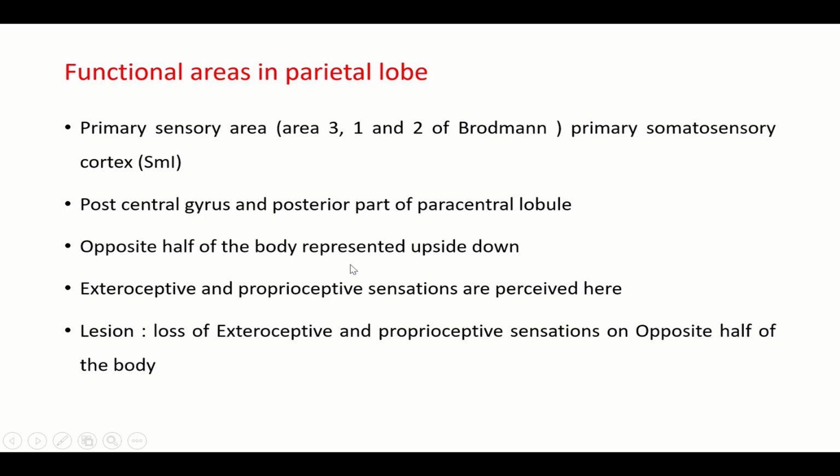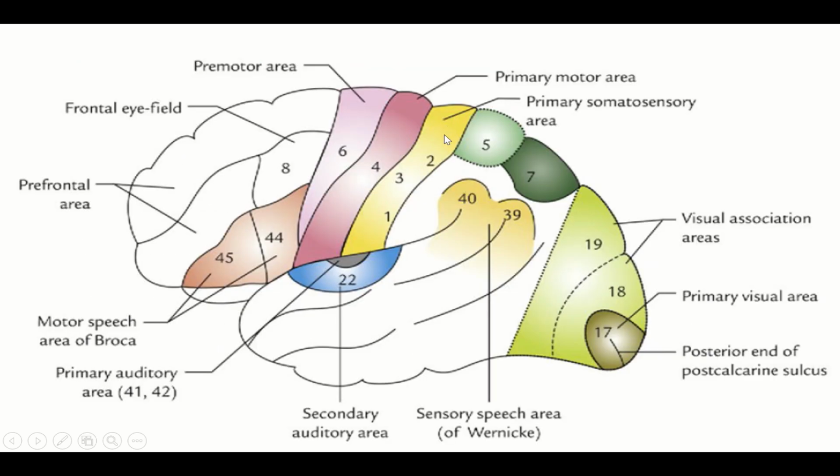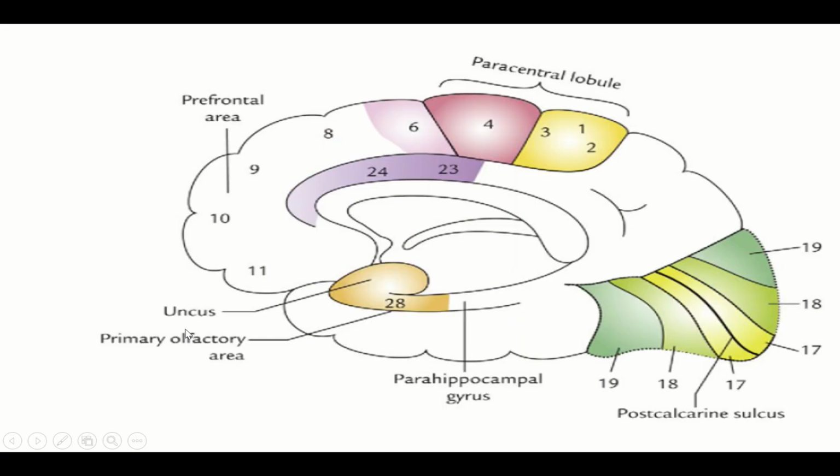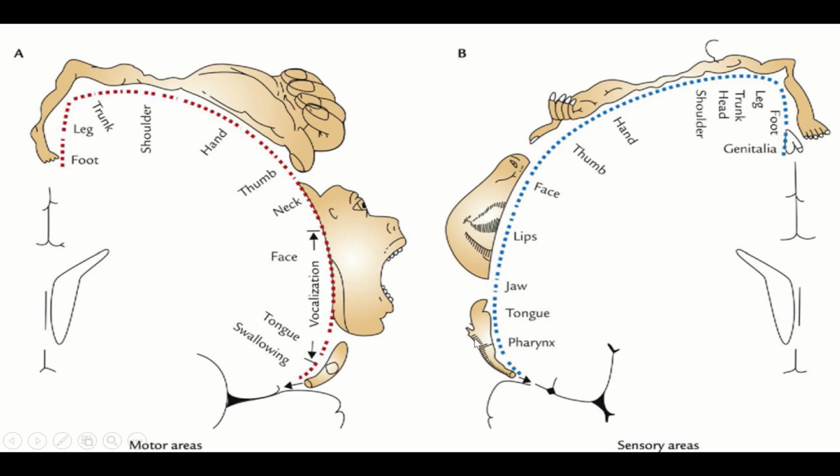So the opposite half of the body is represented upside down, as I've already shown, the homunculus. It receives exteroceptive and proprioceptive sensations which are perceived in this primary sensory area in the postcentral gyrus. So lesions will result in loss of exteroceptive and proprioceptive sensations on the opposite half of the body. You can see here, this is the primary sensory area or primary somatosensory area, SM1. This is the sensory representation: pharynx, tongue, jaw, then lips, face, then hand, shoulder, head, trunk, leg, foot, and perineum within the paracentral lobule.